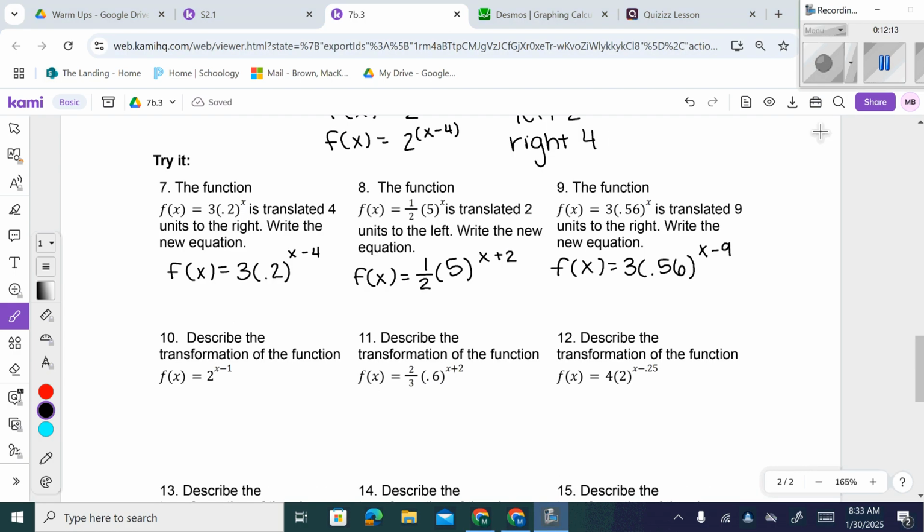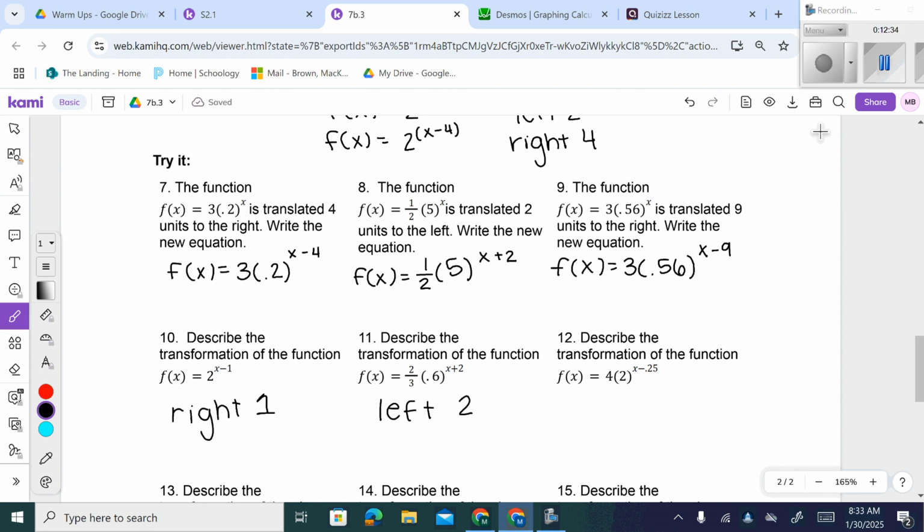Connor, how is it moving? Yes. Number 10. Right 1. Okay, do we agree with right 1? Yes. Love it. All right, Elizabeth, what do you think on number 11? Yes or no on left 2? Yes. All right, because it's a plus 2, but I have to do the opposite.